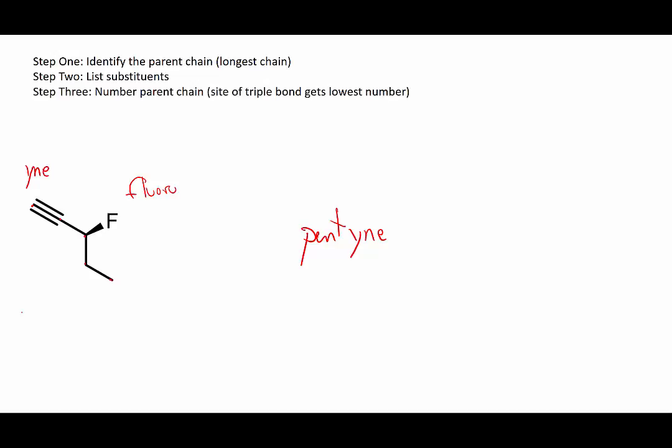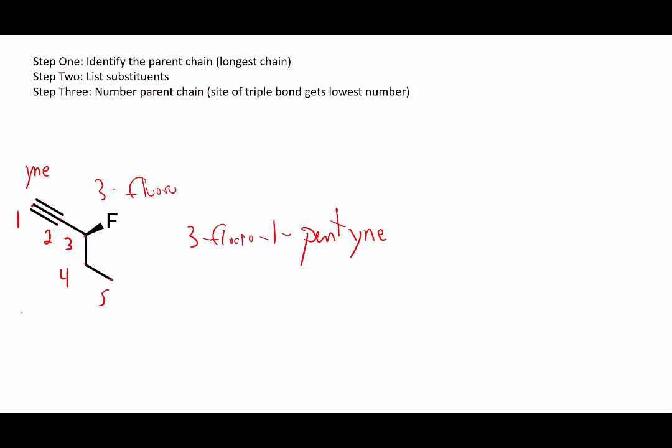The next step is to number the parent chain. In the case of triple bonds or alkynes, the triple bond will get the lowest number. This will supersede a double bond getting the lowest number. So if you have a double bond and a triple bond, you would number the triple bond first. So if the site of the triple bond is the lowest number, then that means this carbon on the left is carbon 1, 2, 3, 4, 5. So this is 1-pentyne. And then this would make the fluoro group a 3-fluoro group. So this is 3-fluoro, 1-pentyne.